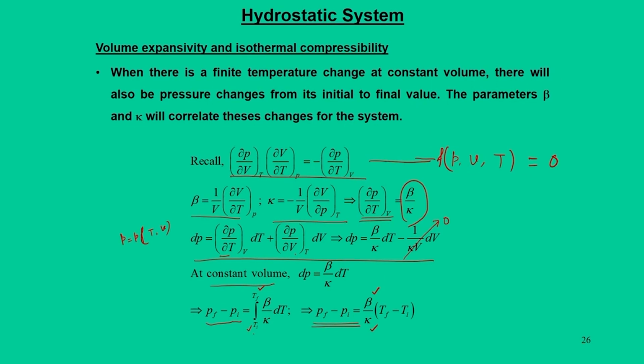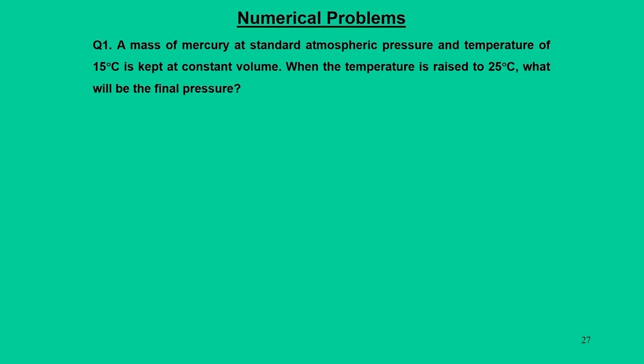So, based on this concept, let us see one important problem, which states that a mass of mercury at standard atmospheric pressure and temperature, that is 15 degree centigrade, is kept at constant volume. That means initially the condition was 15 degree centigrade and atmospheric pressure. Now, at constant volume the temperature is raised to 25 degree centigrade. We are going to find out the final pressure.